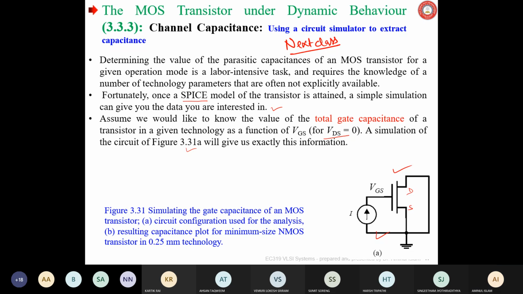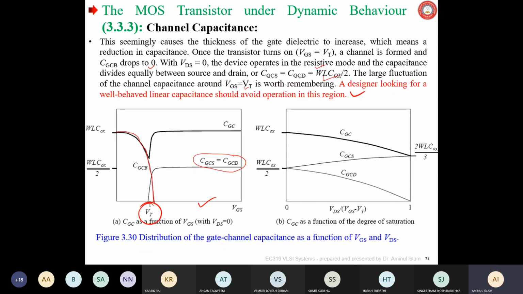This is the circuit. Here, drain and source are tied together and connected to the negative terminal of the battery, and the positive terminal of the battery is connected to the gate. You are varying the gate voltage; this is a variable voltage. With VDS equal to 0, you are going to see the plot. We have already seen these plots with VDS equal to 0 and the x-axis VGS.